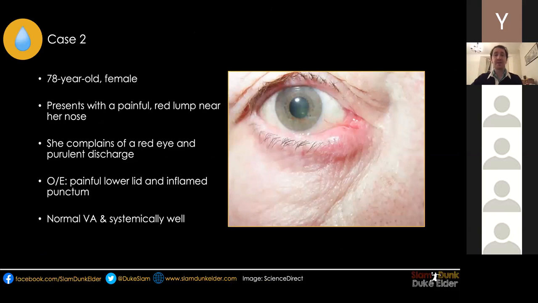So, a second case here. A 78-year-old female with a painful lump towards her nose and the lower eyelid. She's coming in with a unilateral red eye and discharge. This is painful and inflamed over the punctum, but she's systemically very well and it's not affecting her vision at all. So does anyone want to write in the chat what they think this might be?